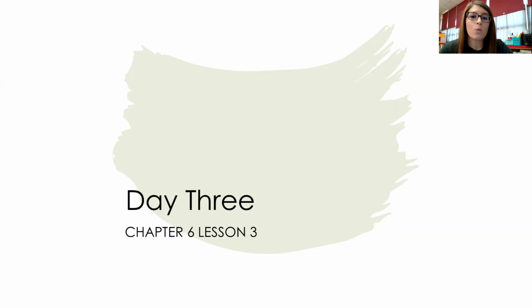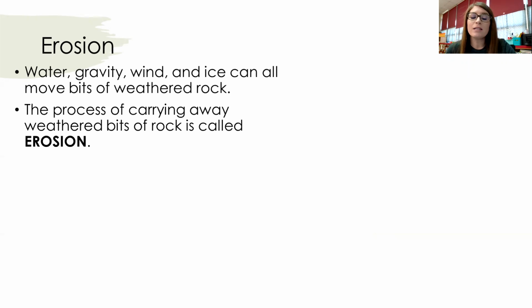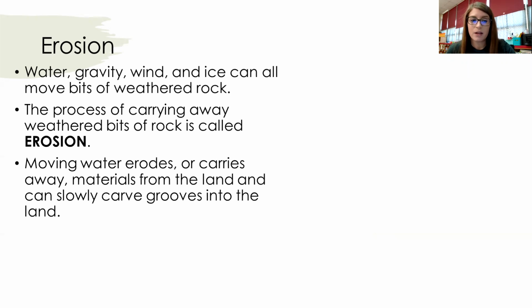We've already talked about weathering. Today, we're going to talk about erosion and deposition. So erosion: water, gravity, wind, and ice can all move bits of weathered rock. The process of carrying away weathered bits of rock is called erosion.